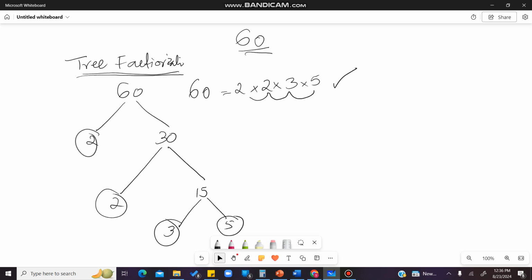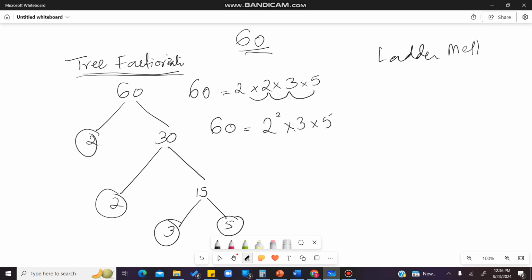This can also be written in index notation like this. 2 to the power 2 times 3 times 5. That means 60 is made up by 2 2s, 1 3 and 1 5. This is prime factorization of the number 60. This method is called the tree factorization. It's a rather lengthy method and not the best to be used if we are dealing with big numbers. A more efficient method and also very commonly known among students is the ladder method.